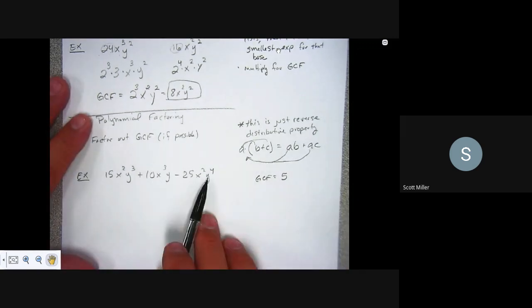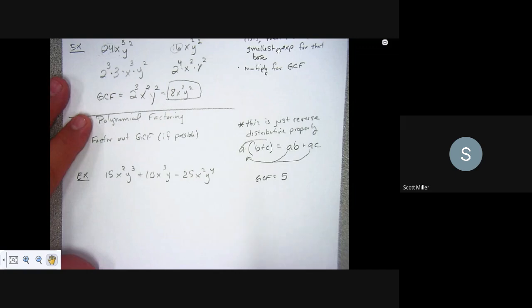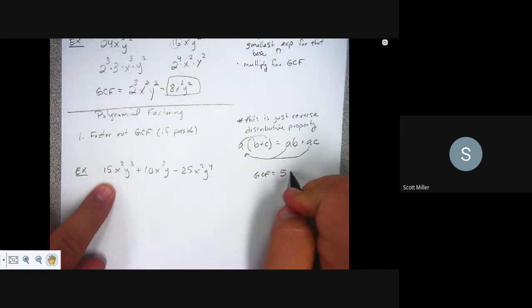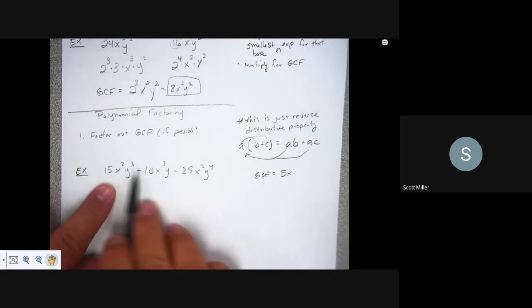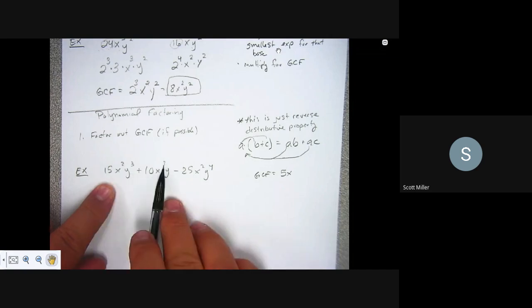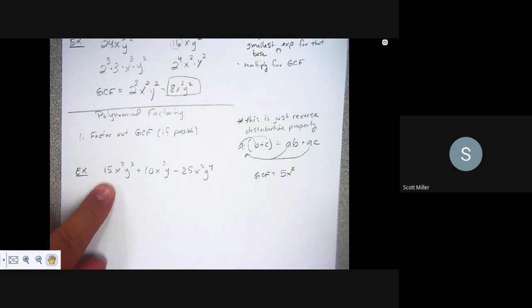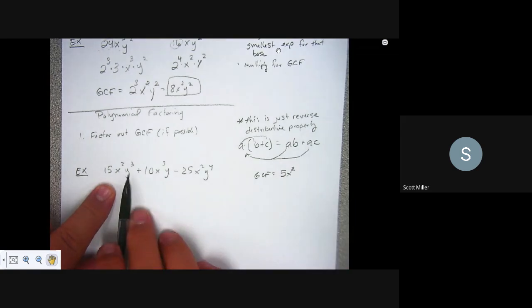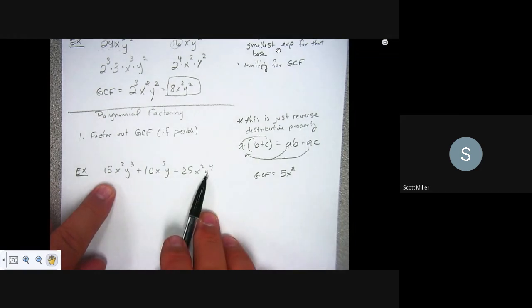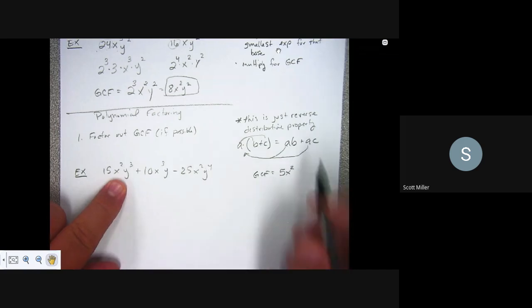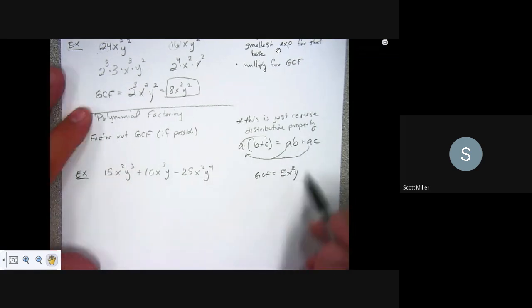Then I have all these different letters, so I just do one letter at a time. All three of them have an x to some power. That means x is going to be over here. And what is the smallest exponent that I see on x? I see a 2. That one's 2, that one's 3, that one's 2. 2 is the smallest one. Then I look and see, is there a y in every term? Yes. The smallest exponent is a 3, a 1, a 4, a 1. This would be the GCF.